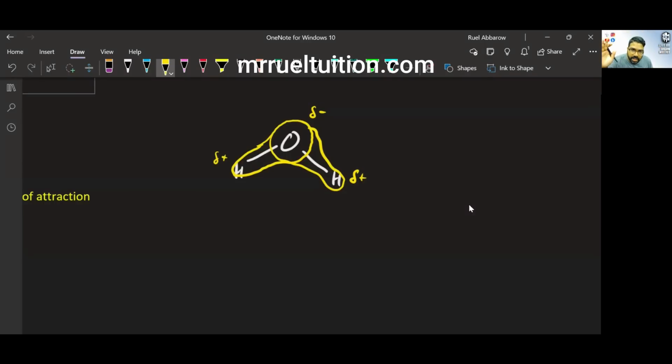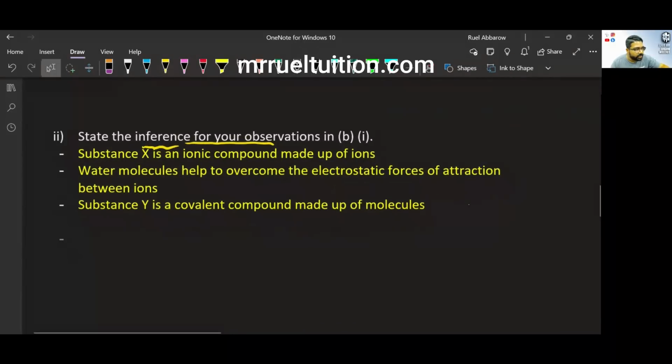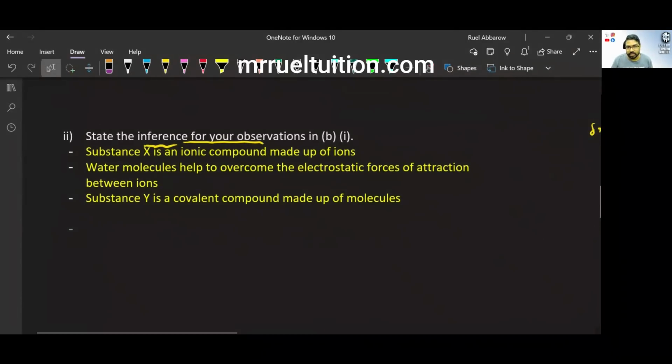This is not a complete charge. It's not an ion, because electrons are not completely transferred. So it's a partial charge. Now, this partial positive part is able to form bonds with a negative ion, isn't it? And this negative part will be able to form bonds with a positive ion. So this is why water is able to overcome the electrostatic force of attraction between the ions.